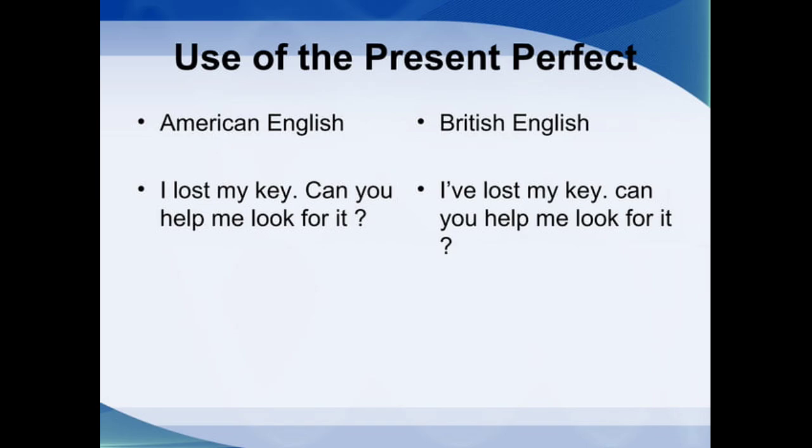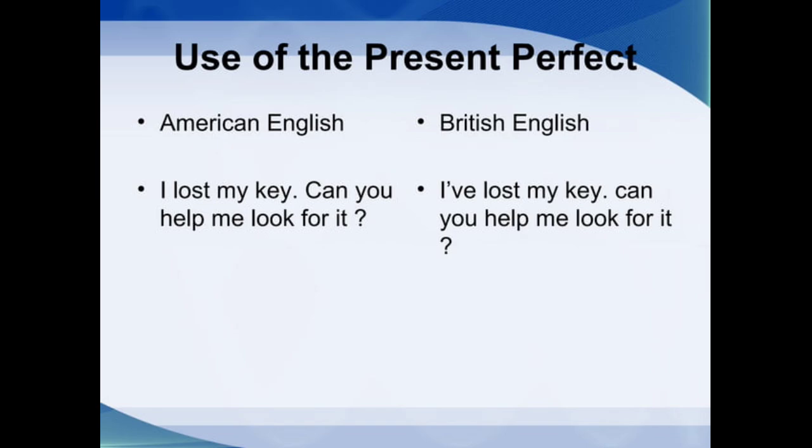In British English, I've lost my key. Can you help me look for it? In this sentence, the present perfect tense, I've lost, is used. The present perfect tense is often used to emphasize the connection between the past action and the present moment. It suggests that the action of losing the key has relevance or importance in the present. The speaker is not only stating the fact that the key is lost, but also implying that this loss has some impact on their current situation, or that it's something they are currently dealing with.